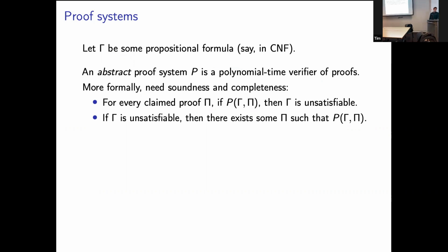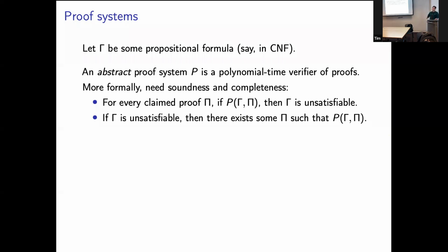More formally, you need two conditions aside from this polynomial time verifiability. For every claimed proof, if you can make your verifier accept the proof for a formula, then that formula better be unsatisfiable. Otherwise, you're doing something unsound. And if your formula is unsatisfiable, then completeness says there needs to be some proof to make the verifier accept. These are quite natural expected properties that you want from a proof system. Proof and refutation mean the same thing throughout this talk.